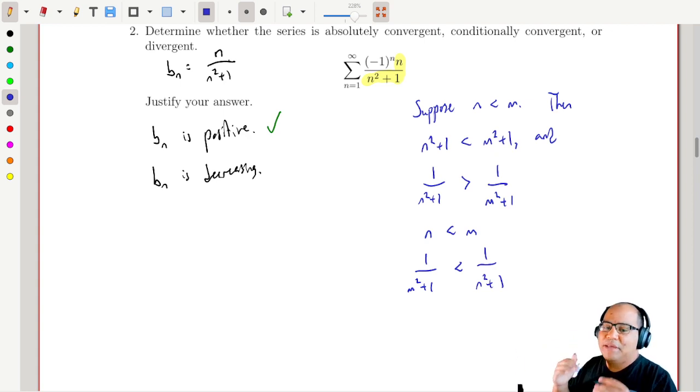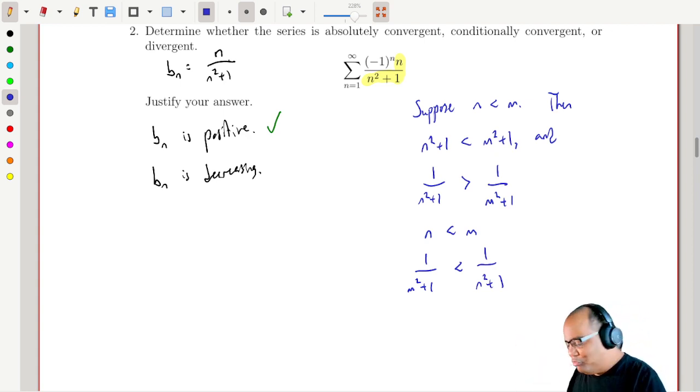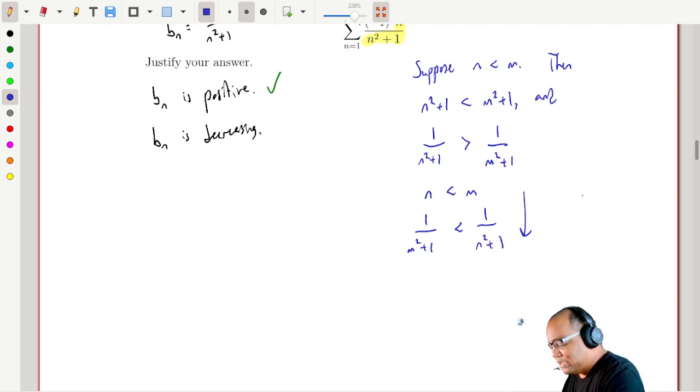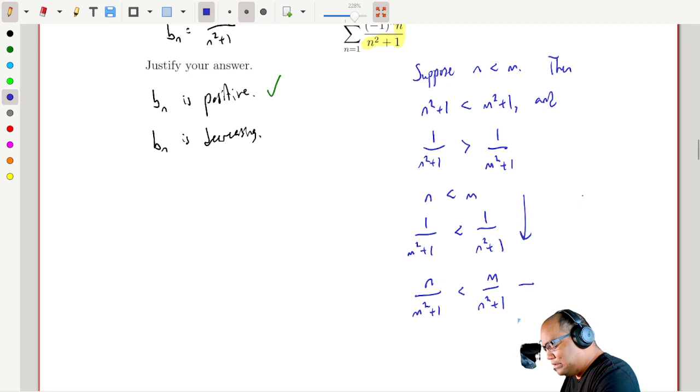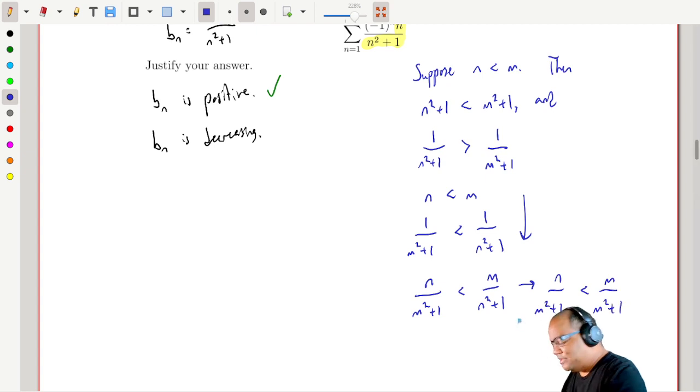Okay, I want to write this in the same direction because now when I multiply down through, if I multiply the inequalities together, left hand side times left hand side, I get n over m squared plus 1 is smaller than m over n squared plus 1. Now, this looks a little strange, doesn't it? But remember, n is smaller than m. So I can now certainly say here that n over n squared plus 1 is smaller than m over m squared plus 1.